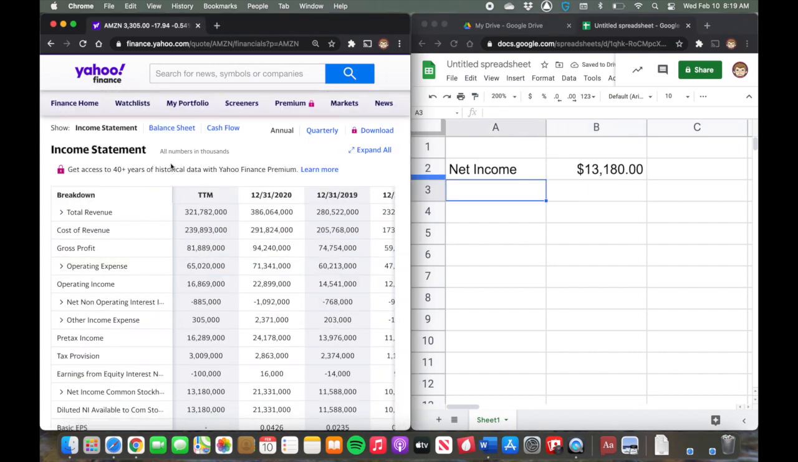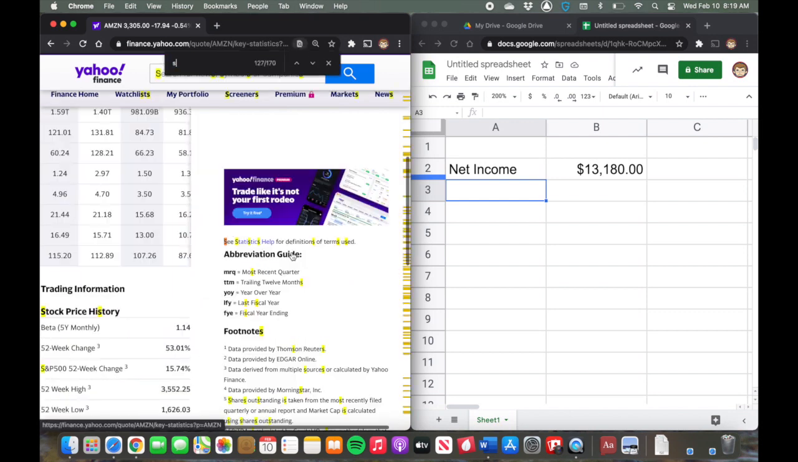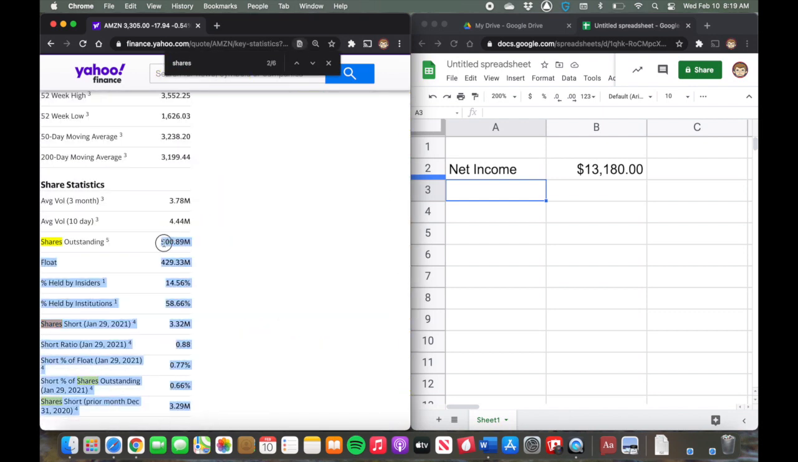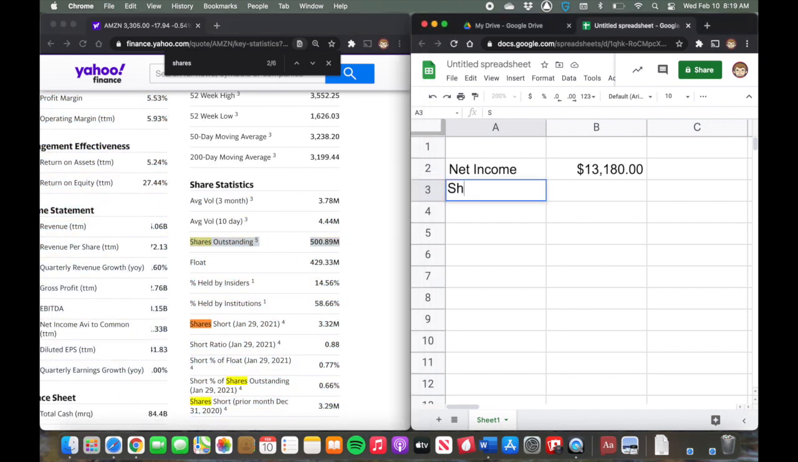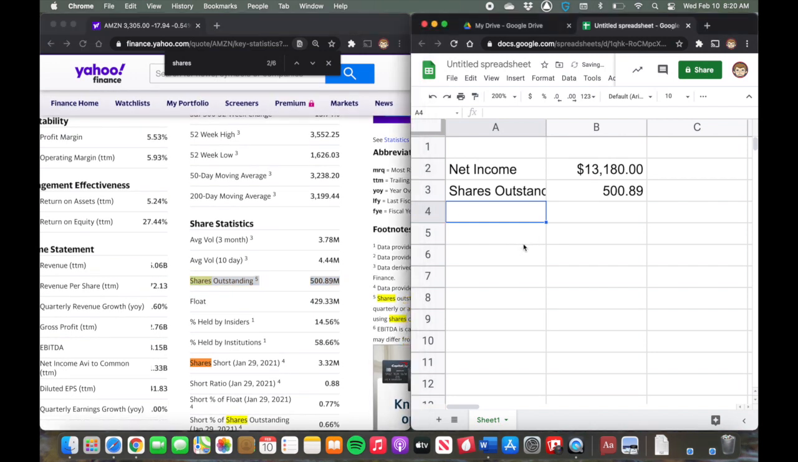Then we're going to look at how many shares of stock Amazon has. There are 500.89 million shares outstanding of Amazon stock. Then, earnings per share should be this number divided by this number.